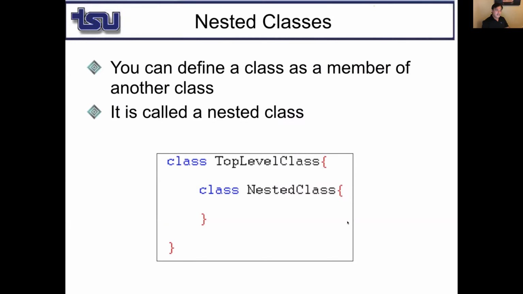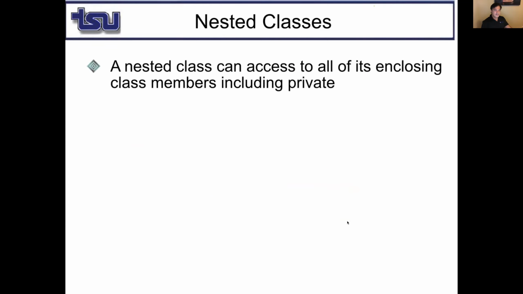So what's a nested class? You can define a class as a member of another class. That's called a nested class, okay? So this is your top-level class, and this is your nested class. Nested classes can access all of their enclosing class members.